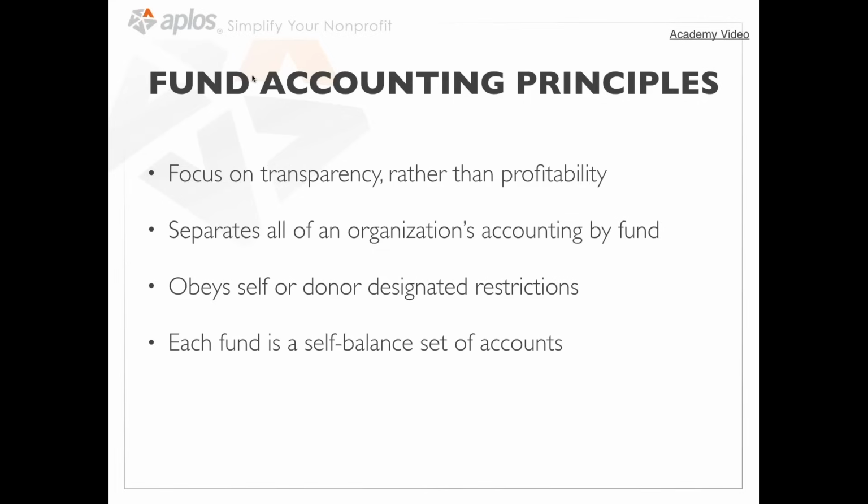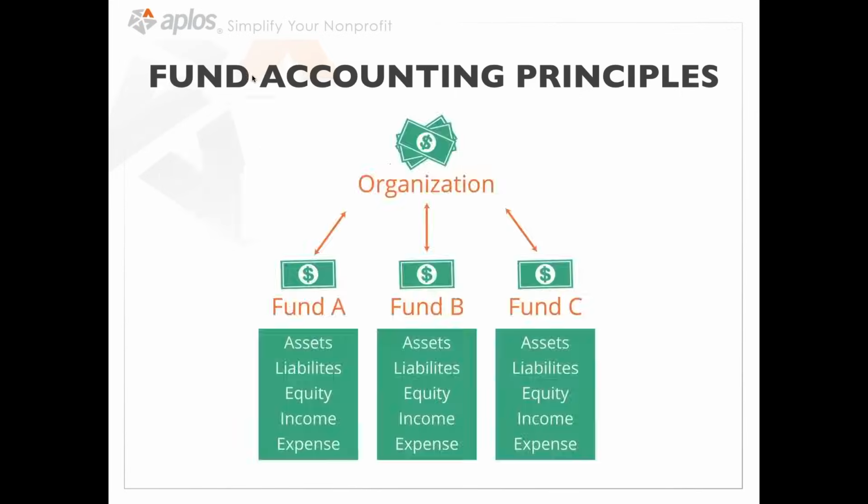And there's a guidance, I forget which one it is, and I should have put the reference here, but it described a fund as a self-balancing set of accounts, which I think encapsulates a lot of what's happening here. So in a business standpoint, you've got assets, liabilities, equity, income, and expense, and that's it. But with a fund, each fund has its own asset, liability, equity, income, and expense. So like that bullet point said, it's a self-balancing set of accounts.